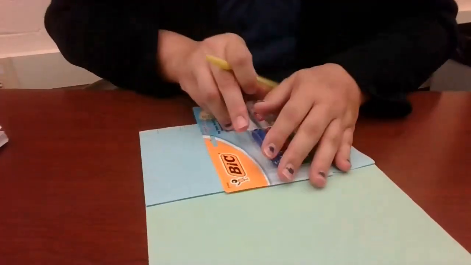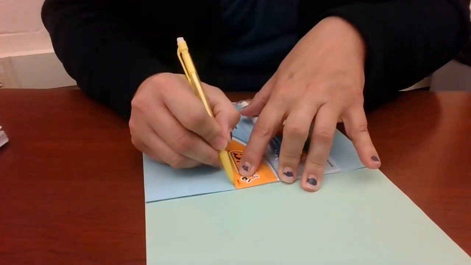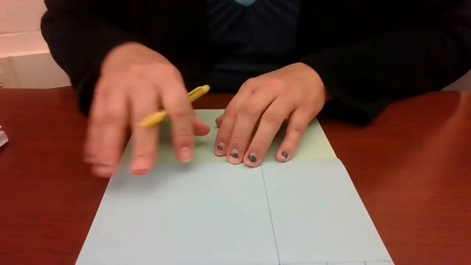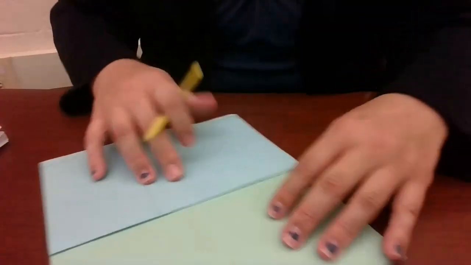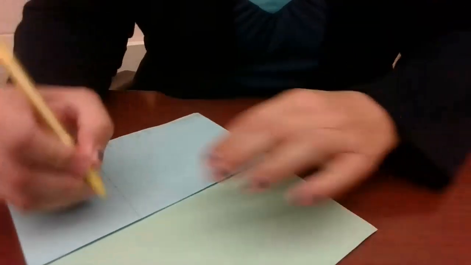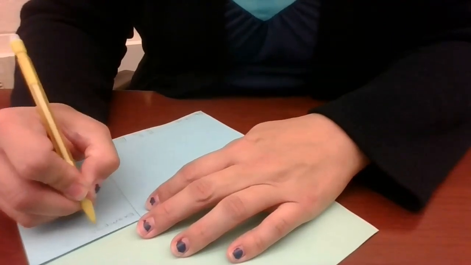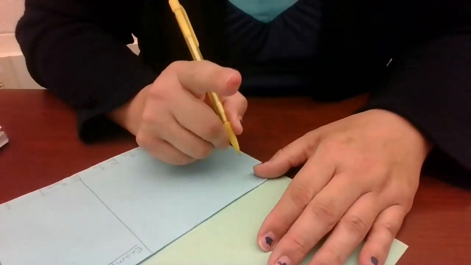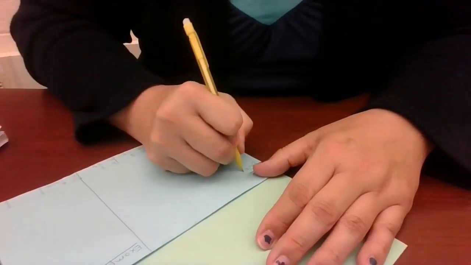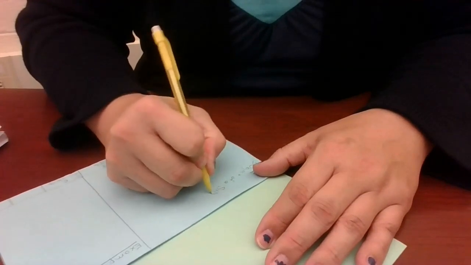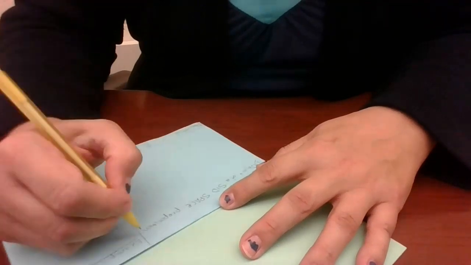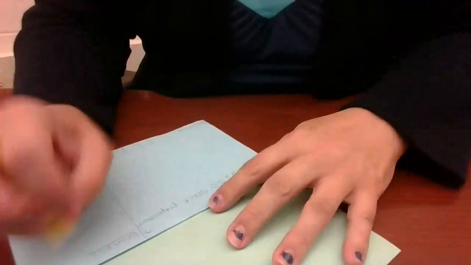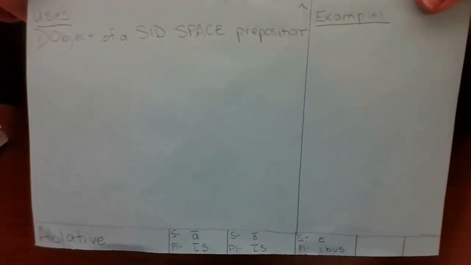So I'm going to do the same thing I did earlier for my previous cases. I'm going to split it so that I have 2/3 of the space blocked off over here on the left and then 1/3 on the right. And I'm going to write uses here on the left and examples on the right. So the only thing that I'm writing today is object of a SID space preposition, and I'm going to capitalize all of those letters. And then I'm going to draw an arrow up pointing to the back of this green tab. So it's going to look like this. Pointing up to the green tab.